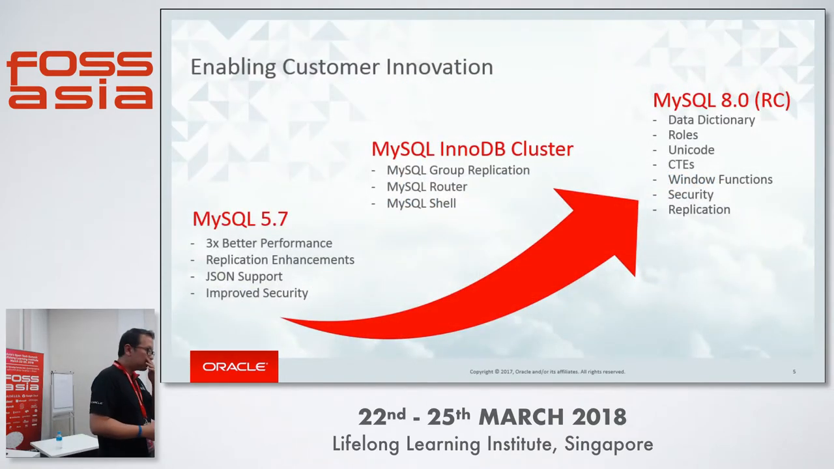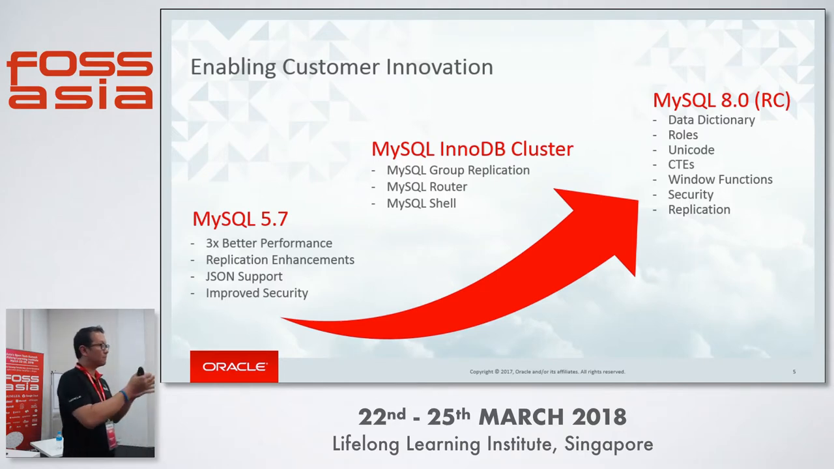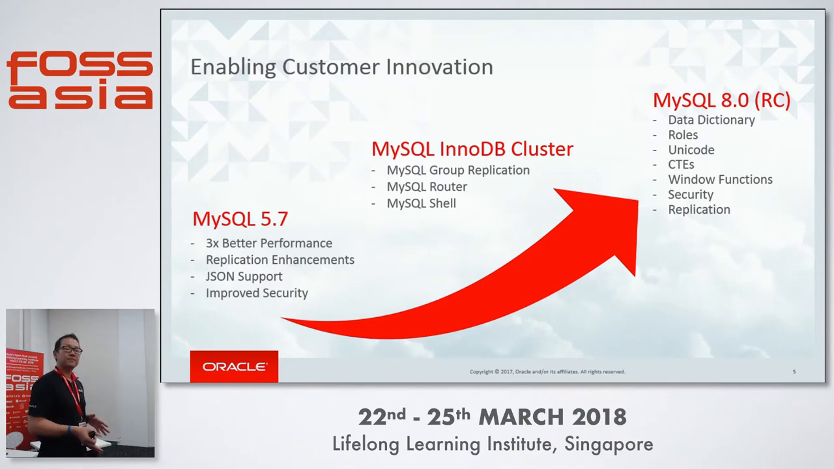Basically, our MySQL engineers, some of them are here by the way, have been working hard to build MySQL 5.7 to achieve 3 times better performance against its predecessor. We have a lot of replication enhancements. JSON we also introduced as a native data type in MySQL.